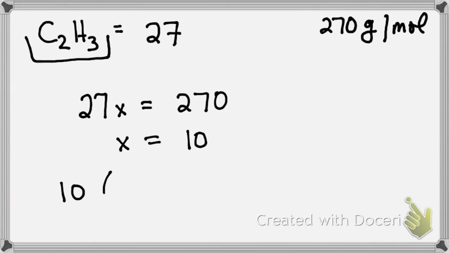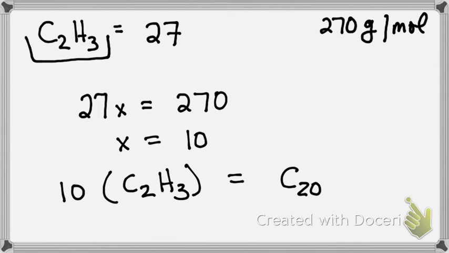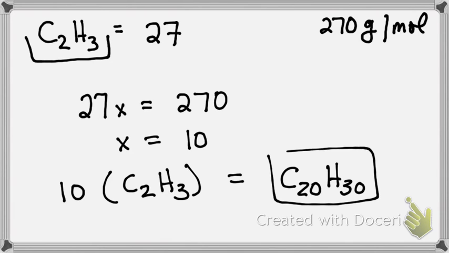I'm going to multiply the empirical formula by 10 to obtain the molecular formula. This will be C20H30. This is the molecular formula. Sometimes the molecular formula and the empirical formula can be the same. Other times the molecular formula will be some integer multiple of the empirical formula.